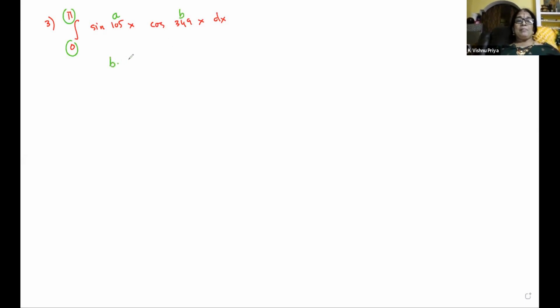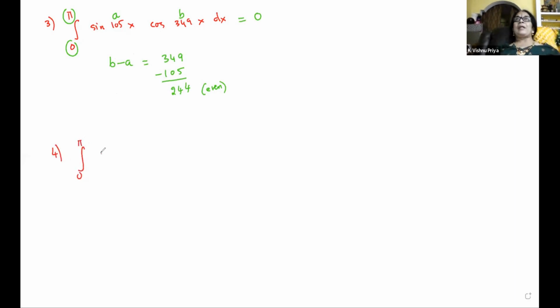So I will find B minus A. What is B minus A? 349 minus 105, that is 244. I got an even answer. That means the answer for the integral is very easy, 0. Let us do the next one, the fourth.